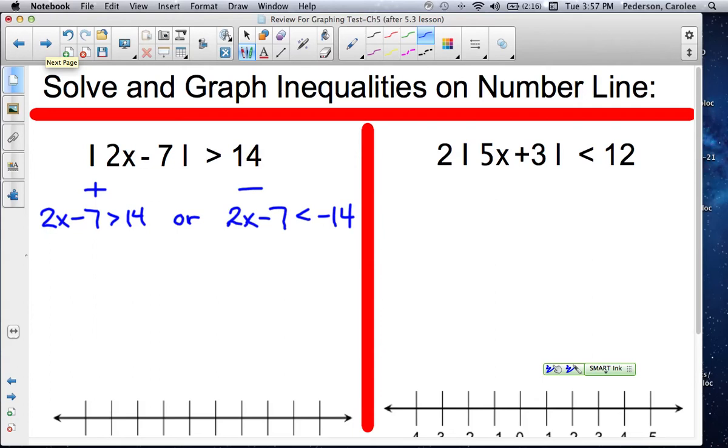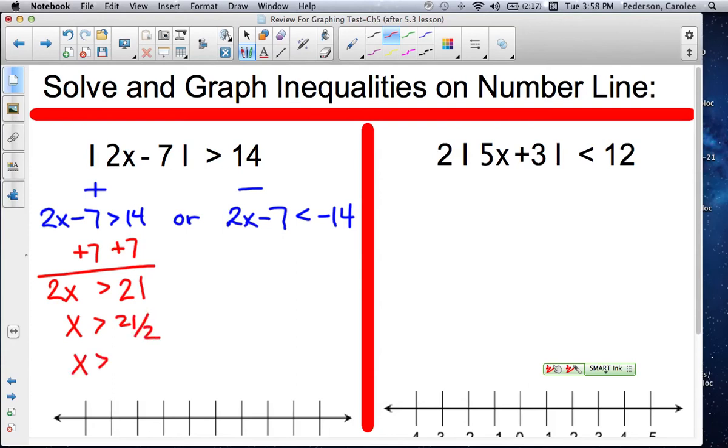Now I have a compound inequality that I can solve separately. So I'll start with this one. Add 7 to both sides. So I'm left with 2x is greater than, and then 14 plus 7 is 21. Then I'm going to divide both sides by 2. So I'm left with 21 divided by 2 is 10.5.